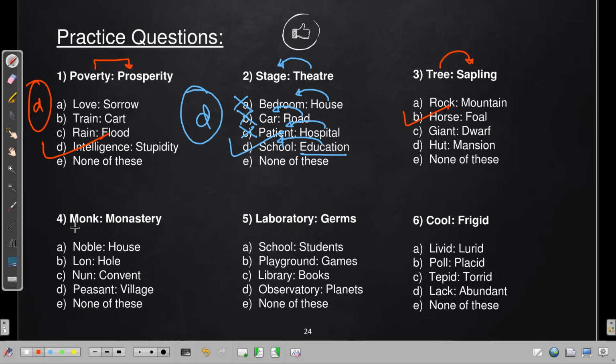Places, designated places to the person. Monk is in monastery, therefore nun is at convent. So easy one. So this is Bombay, this is C.